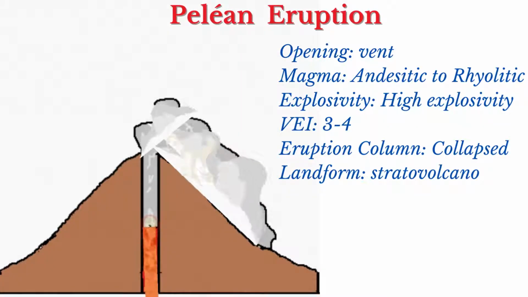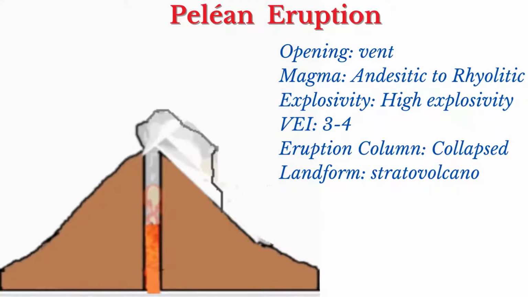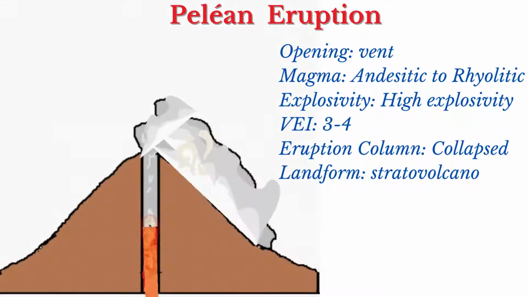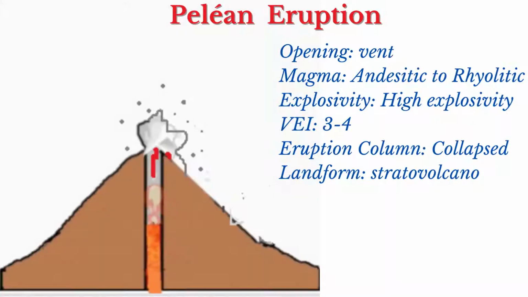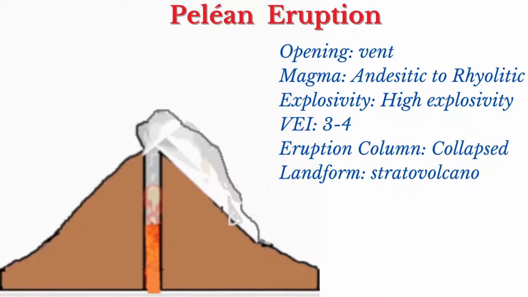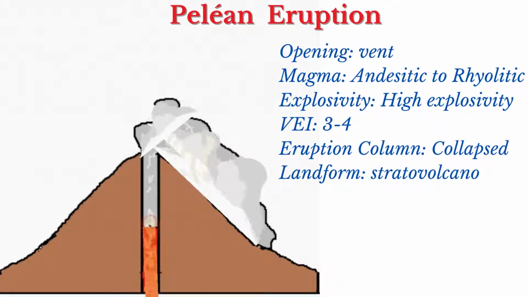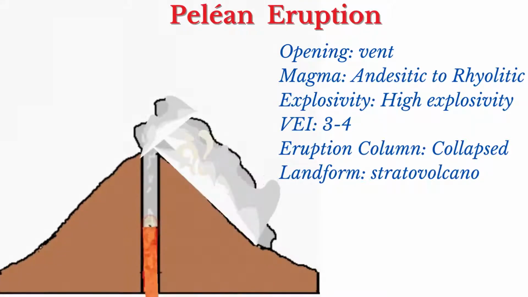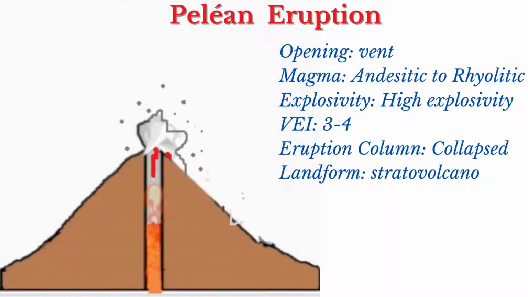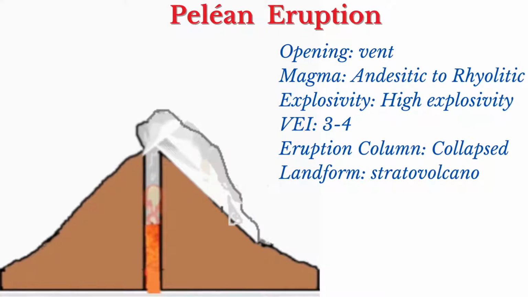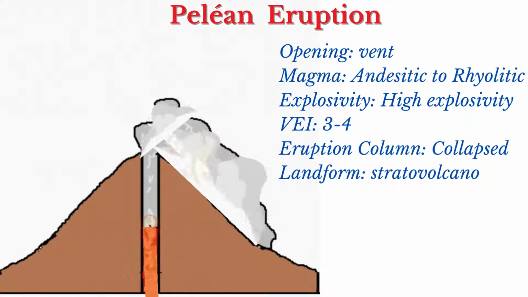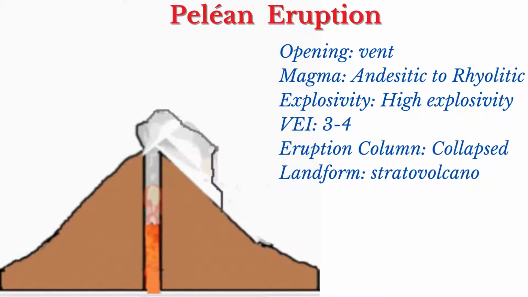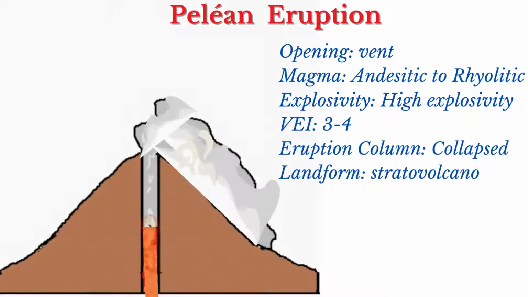This type of eruption involves andesitic to rhyolitic magma and is associated with explosive outbursts that generate pyroclastic flows. Pyroclastic flows are dense mixtures of hot volcanic fragments and gases which move quickly down a slope under the influence of gravity.